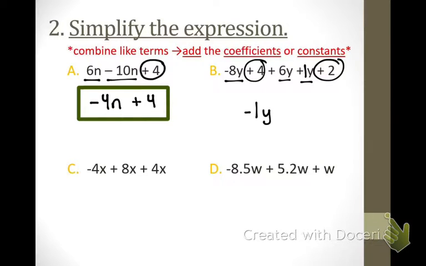Now I have some constants, some numbers that stand alone. 4 and 2. Combine those two together. What's positive 4 plus positive 2? Positive 6. So you have to put positive 6. Can I combine those anymore? No, they're not in the same family.